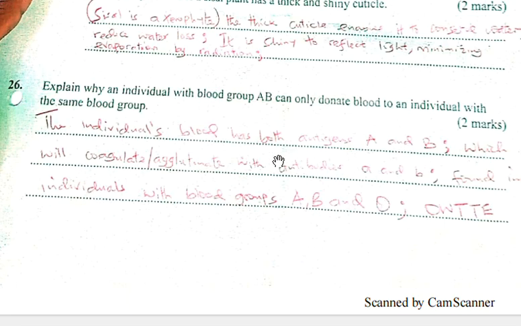radiation. Question 26. Explain why an individual with blood group AB can only donate blood to an individual with the same blood group. Remember, an individual with blood group AB contains both antigens A and B and lacks antibodies. Let's explain. The individual's blood has both antigen A and B, which will agglutinate with the antibodies A and B found in individuals with blood group A, B, and O.